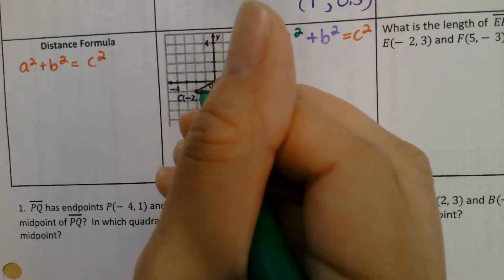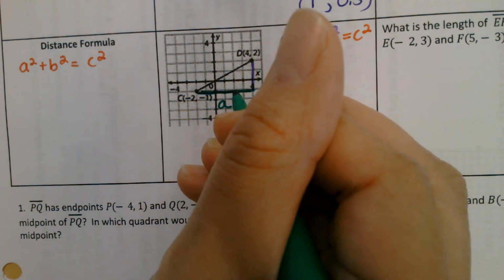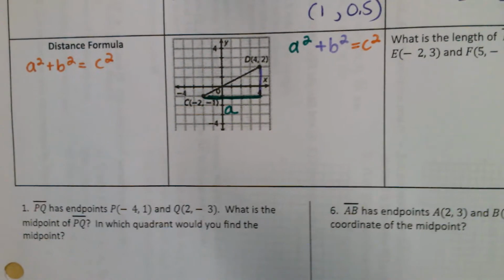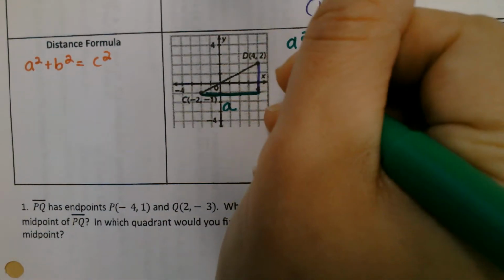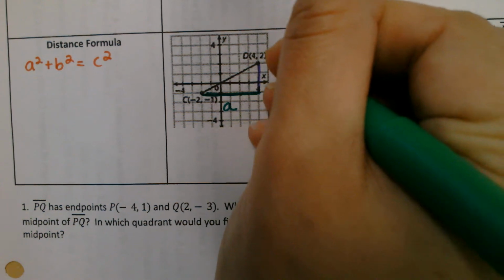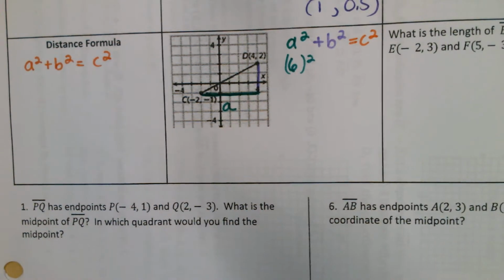How many does it go? 1, 2, 3, 4, 5, 6. Did I count correctly? Is it 6? Yeah. So your a is 6, and then we're going to square it.